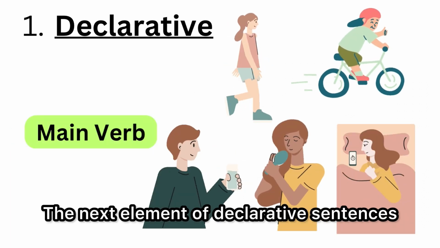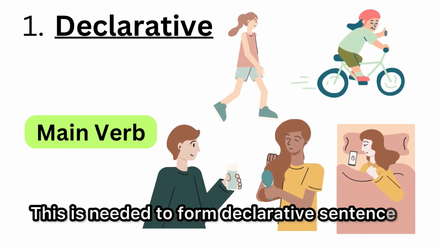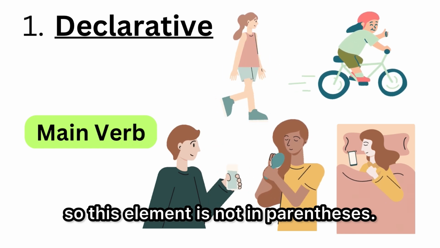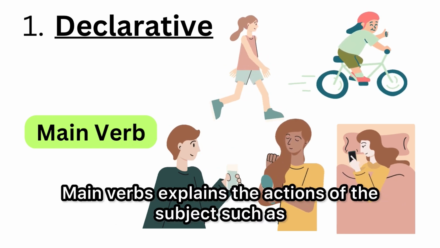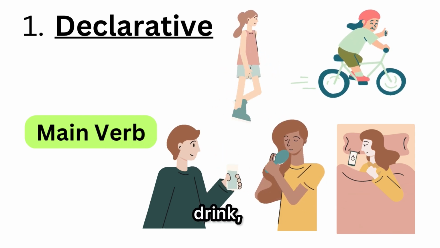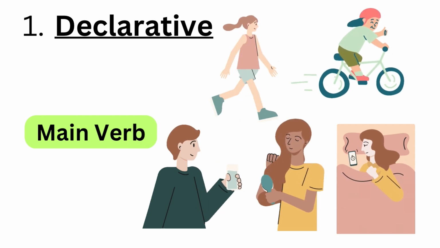The next element of declarative sentences is the main verb. This is needed to form declarative sentences, so this element is not in parentheses. Main verbs explain the actions of the subject such as look, drink, ride, comb, sleep, etc.